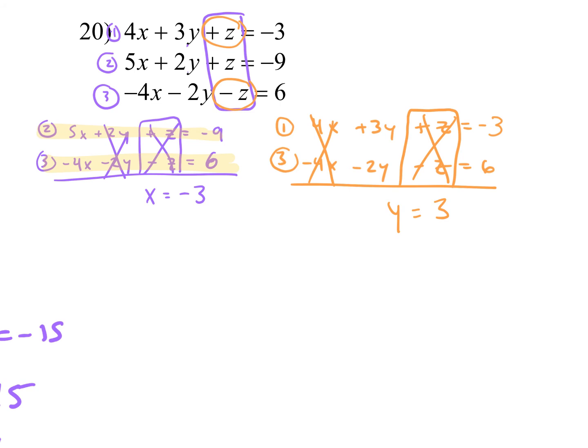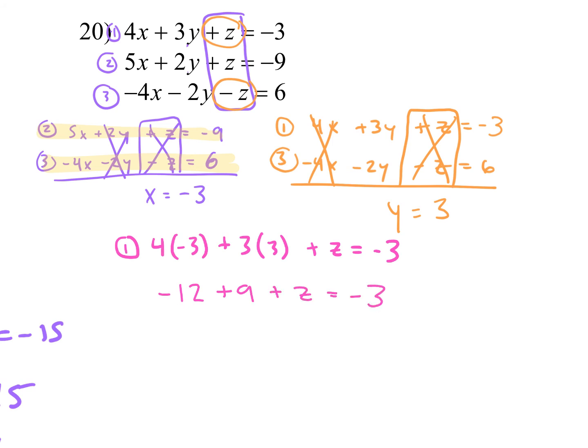You plug them both into the equation. Which equation? The first one. It doesn't matter. You can plug it into any one of the original 3. So I have 4 times x. And what's x? Negative 3. Plus 3 times y. What's y? 3. Plus z is equal to negative 3. Milana, what's your question? How did you get negative 12? I multiply. 9 plus z equals negative 3. And then you add negative 12 and 9. So it would be negative 3.